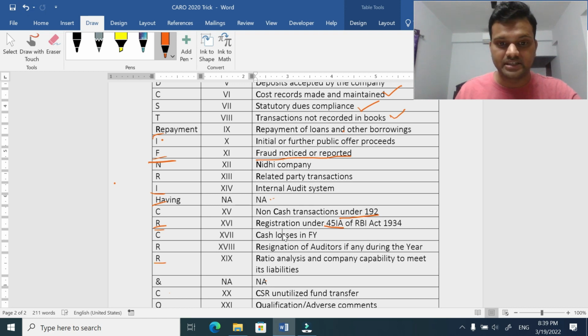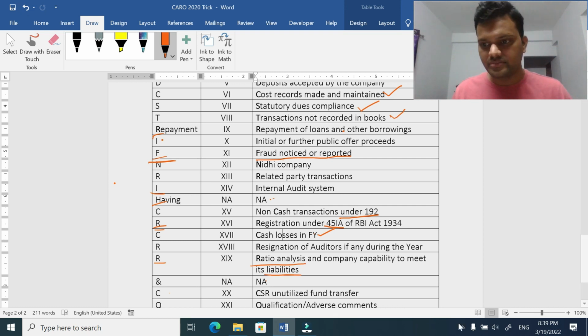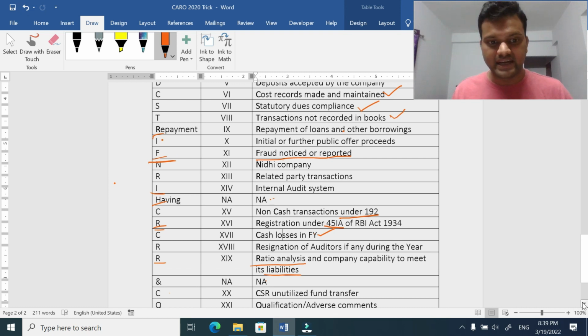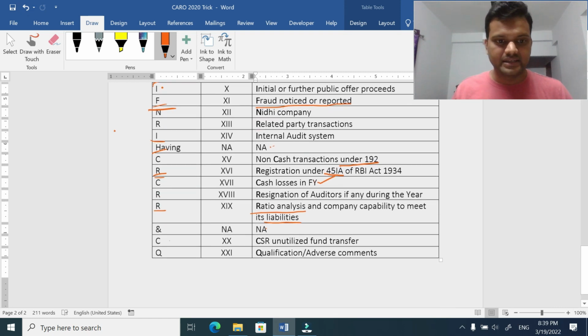Next word, CRR. What is the meaning of CRR? C means cash losses during the financial year, next R is resignation of auditors if any, and the last R is ratio analysis and the company's capability to meet its liabilities. That is about CRR. Then the word "and" has no relevance here. Just to create some meaningful sentence, I used this word and symbol here.